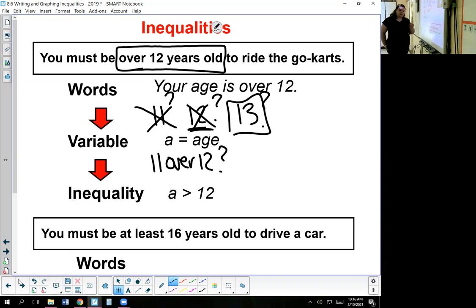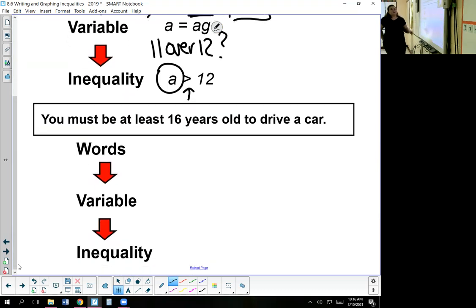So the biggest thing you have to ask yourself, read it, am I allowed to be 12? No, okay. So that's why it's not an equal to. And I need to pick any ages then bigger than that. So A has to be bigger. So whatever I plug in here has to be bigger, but not equal to 12. I can be 52 and ride the go-kart, but I can't be 11 and I can't be 12. Okay, so think about it that way. Okay, these are the ones that trick up the kids all the time. So please listen to me on this one.